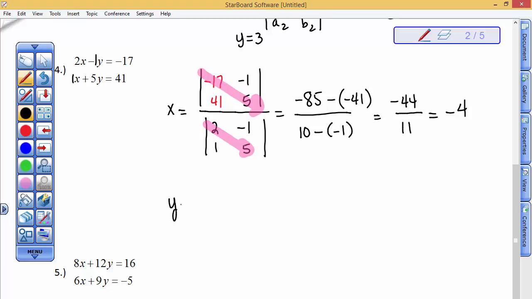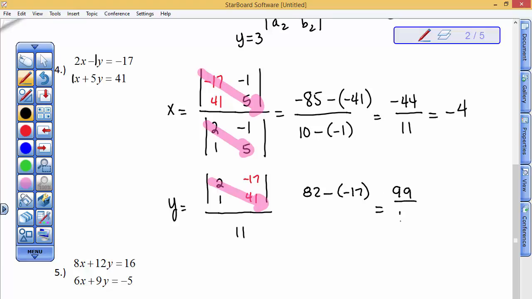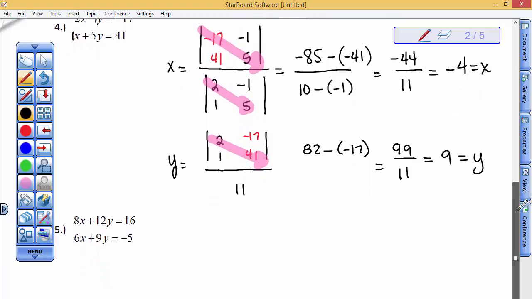When I solve for y in this problem, I'm going to put the negative 17 and the 41 over here, but right here I'm going to put the a values. That's the 2 and the 1. The denominator is going to be 11 still, so I'm going to have that product, which is 2 times 41 is 82, and I'm going to subtract a negative 17, which means I add 17, which means I get 99 divided by 11, and I find out that y is equal to 9. Please make sure you check these answers when you are done.